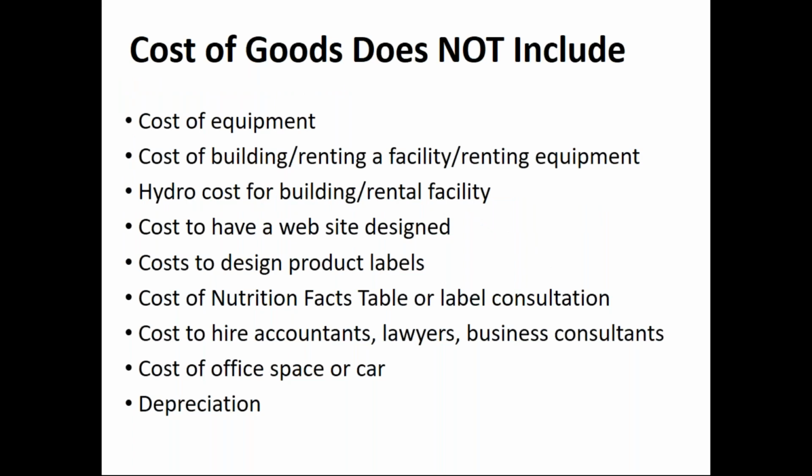So there's a whole shopping list of things that cost of goods does not include. It does not include equipment, cost of building or renting a facility or renting equipment, hydro, cost to have your website designed, cost to design product labels, cost of services you might engage at the food development center, such as nutrition facts tables or label consultation, cost to hire professionals like accountants and lawyers and business consultants, office space or car, or depreciation.